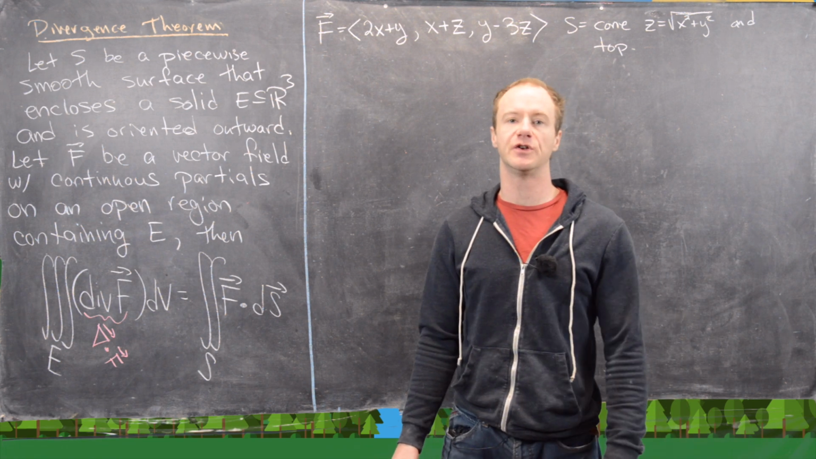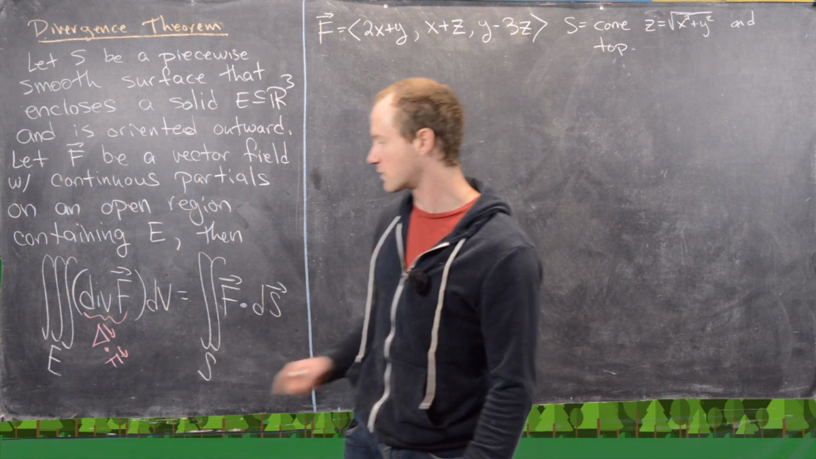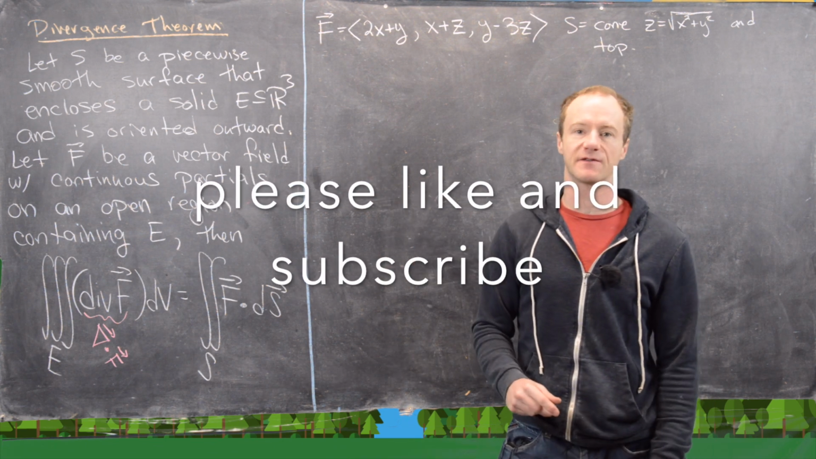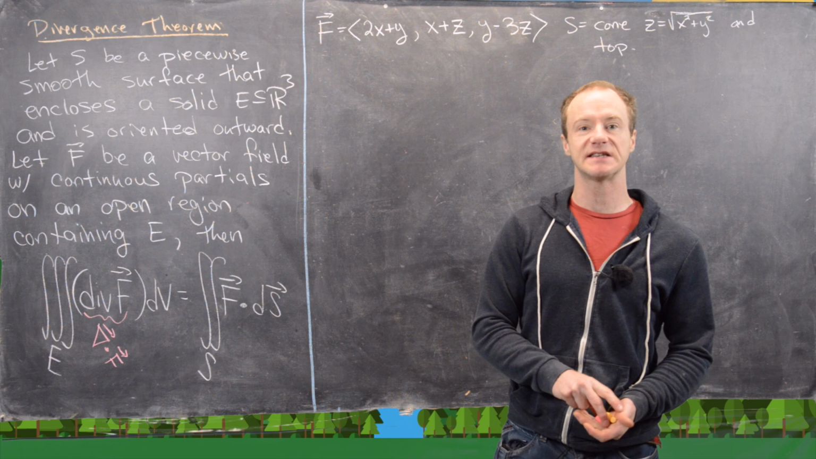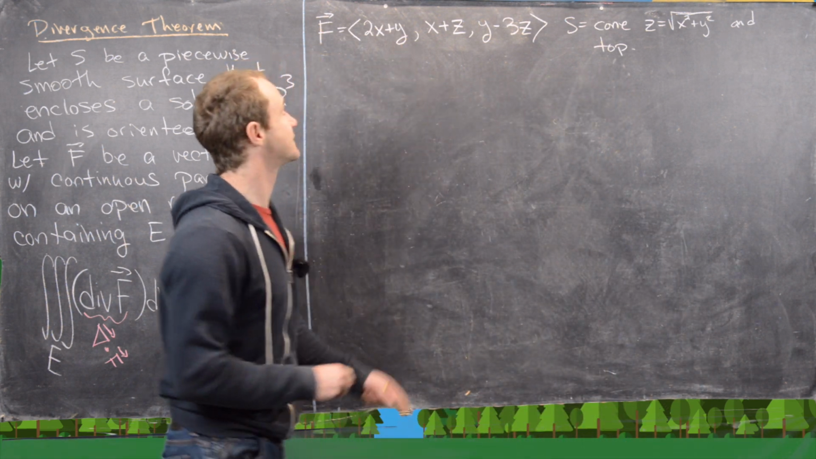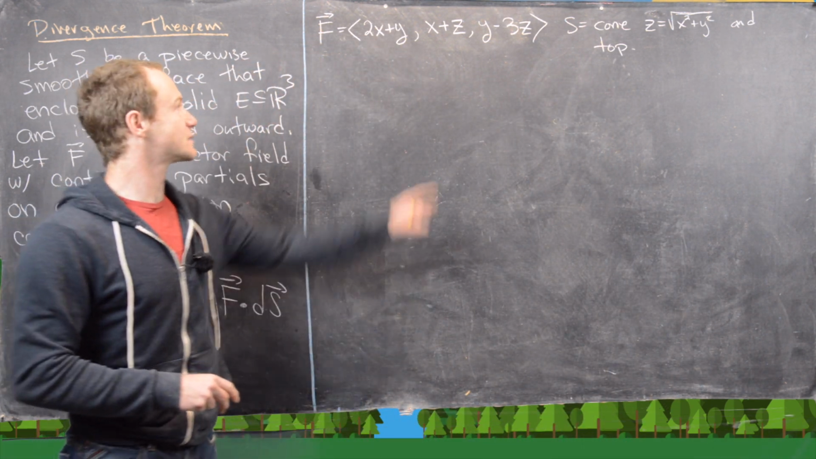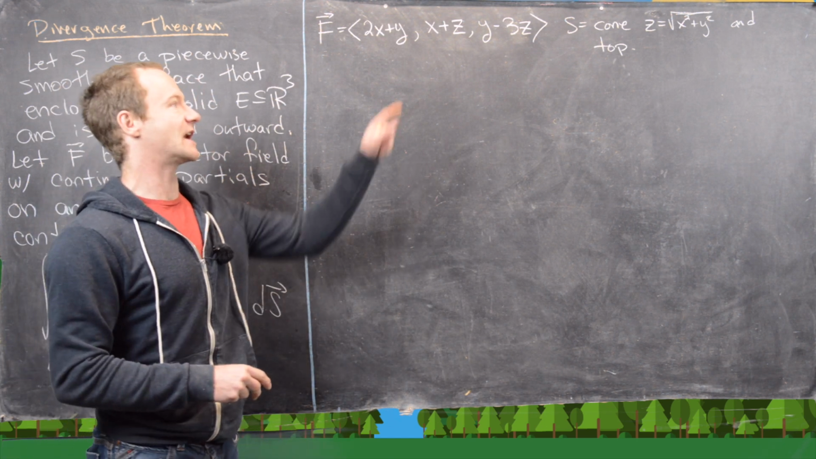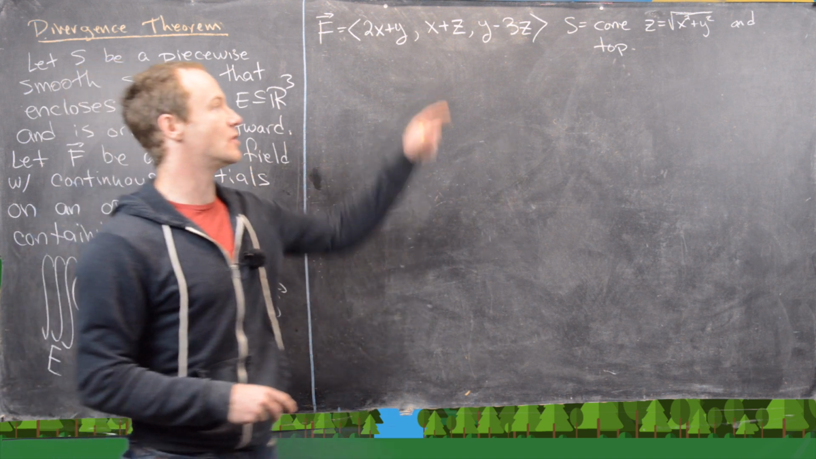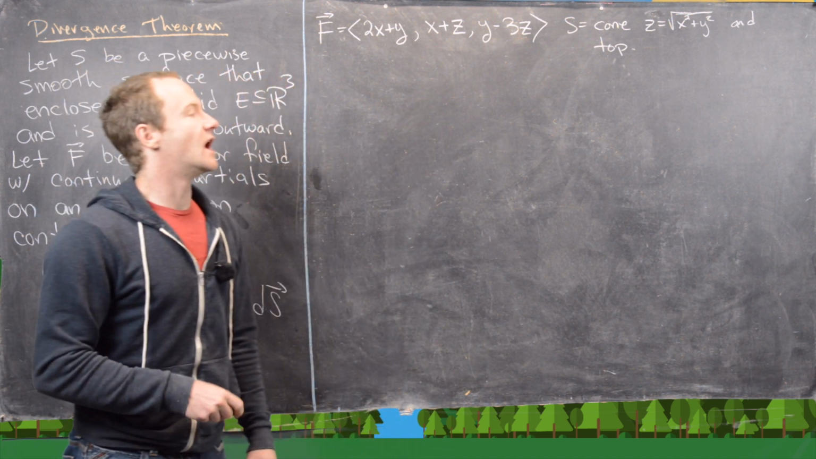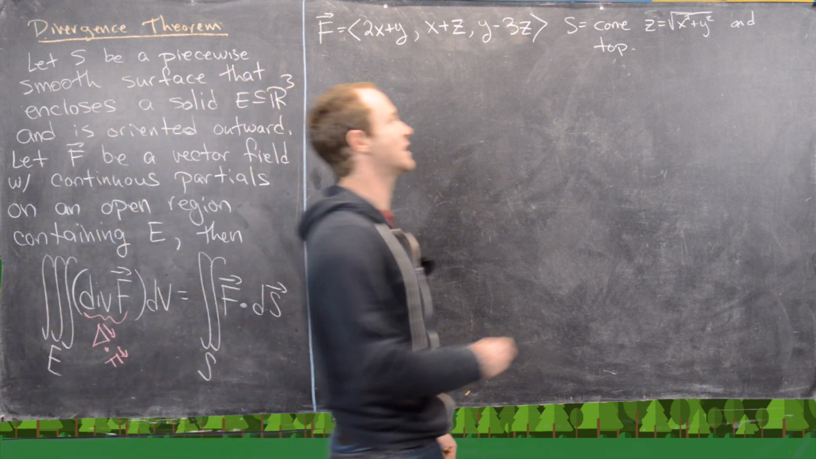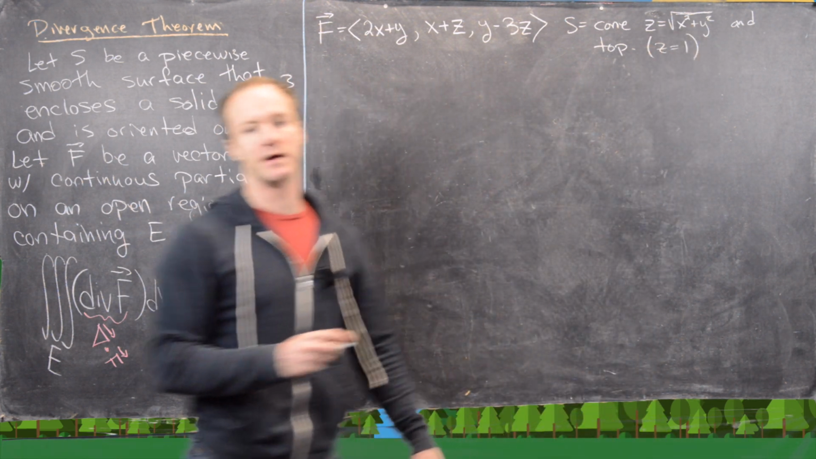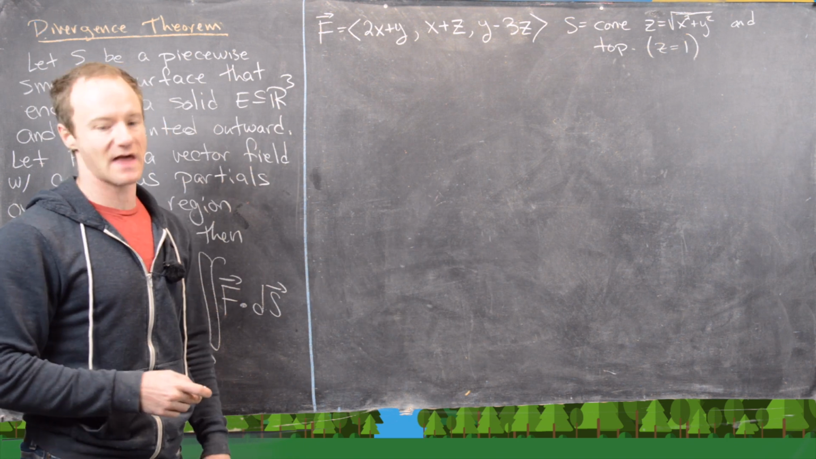In this video, we're going to do an example where we calculate the integral on both sides of the divergence theorem in order to verify it for a specific example. The example we'll look at will have the vector field given by 2x plus y, x plus z, and then y minus 3z, and our surface is the cone z equals x squared plus y squared, and the top, which is given by the plane z equals 1. So that's the cone capped by that plane.